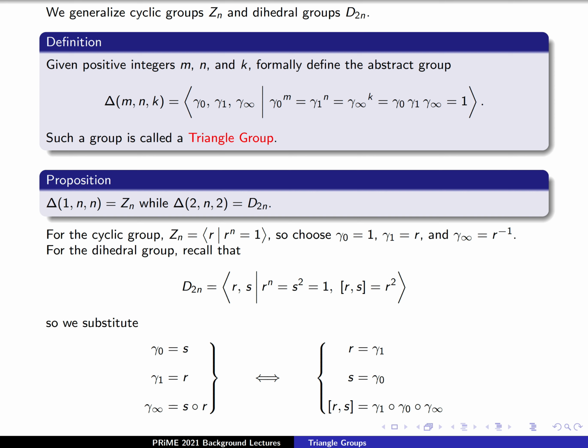Although we can express gamma 0, gamma 1, and gamma infinity in terms of the rigid rotations r and s, we can work conversely to express the rigid rotations in terms of gamma 0, gamma 1, and gamma infinity. For example, r equals gamma 1, s equals gamma 0, and the commutator of r and s is gamma 1, gamma 0, gamma infinity. Notice that the order here really does matter. The commutator, namely r squared, is gamma 1, gamma 0, gamma infinity, whereas we already know that gamma 0, gamma 1, gamma infinity is the identity.